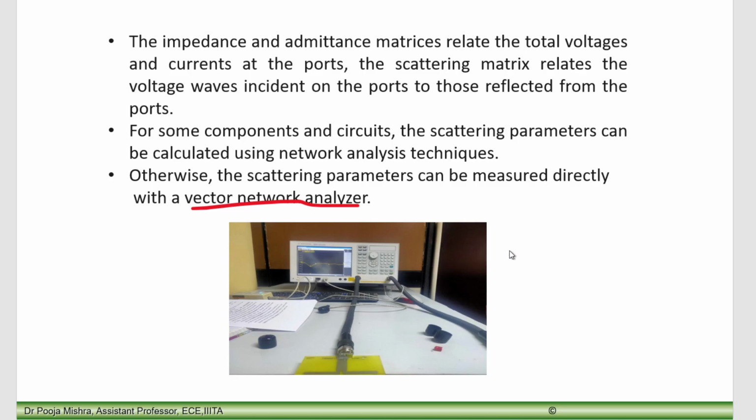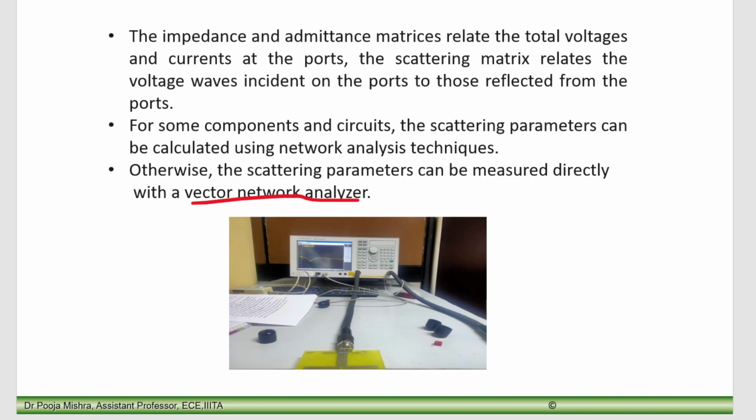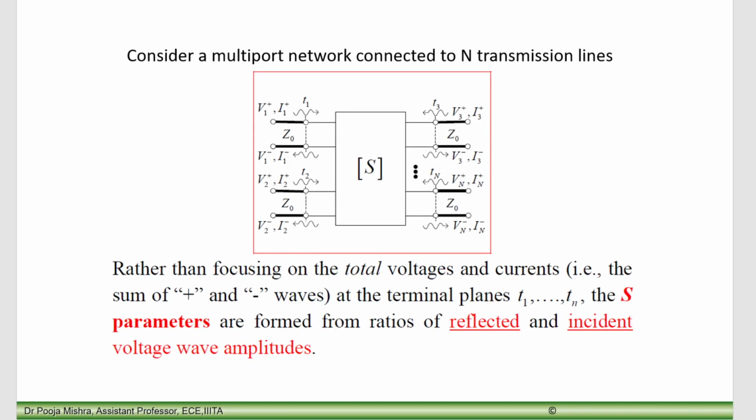When you come back, you will get to see how it works. So let's see what the scattering matrix is.